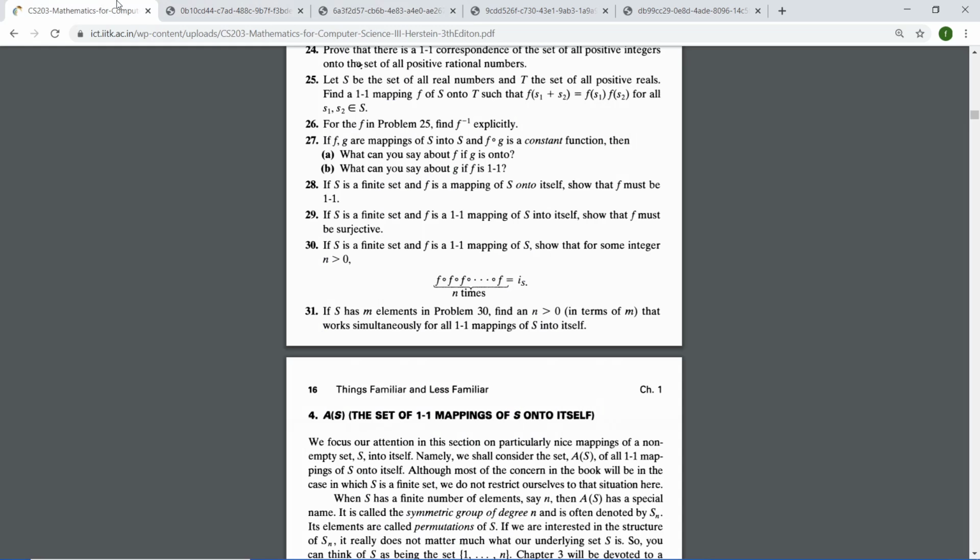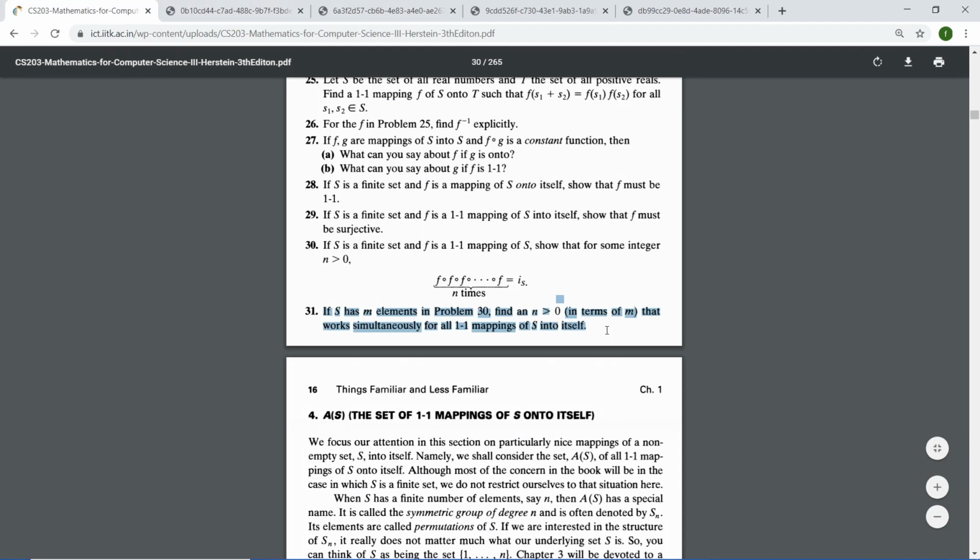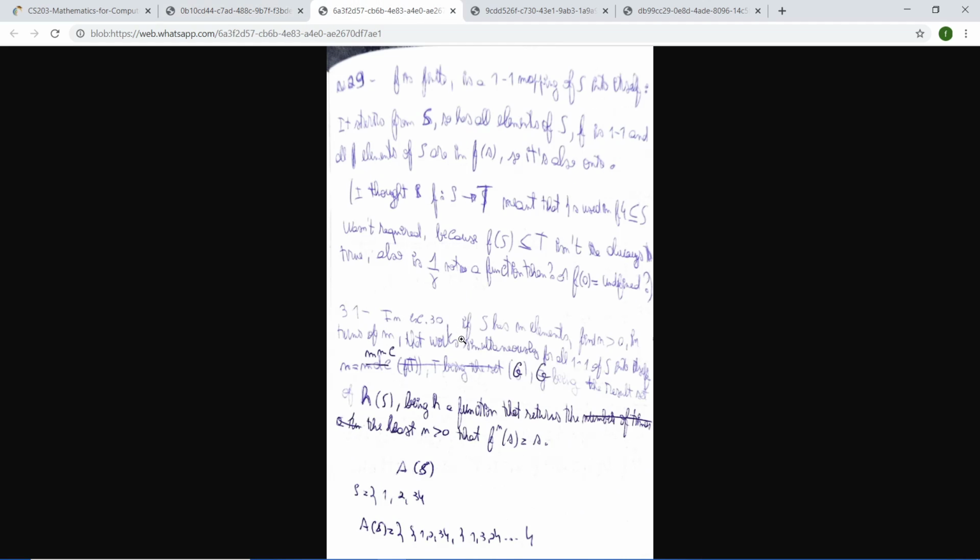So okay, next one, exercise 41. If S has m elements, find an n bigger than 0 in terms of m that works simultaneously for all unknown mappings to itself. So funny thing, exactly like this one, where I started by showing why it wasn't possible, I realized why it was and how to get the answer.